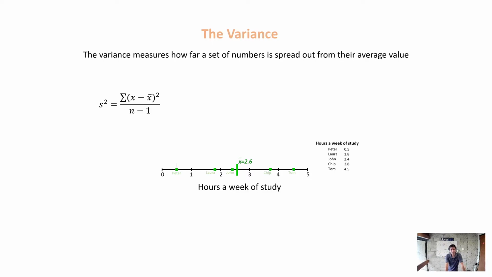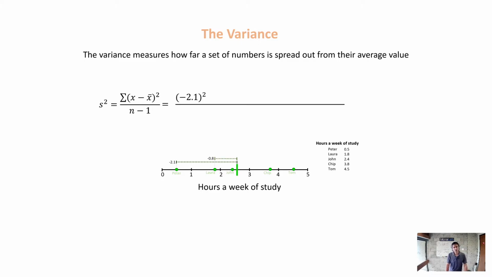So let's look at the case example for Peter. So I know that Peter studied for 2.6 hours. The mean is 2.6. That means that the difference for Peter is negative 2.1 hours. I'm going to plot that in the numerator of my equation. And remember, you have to square that.